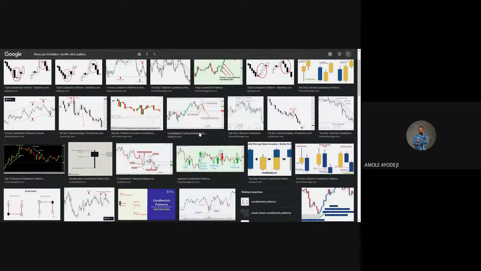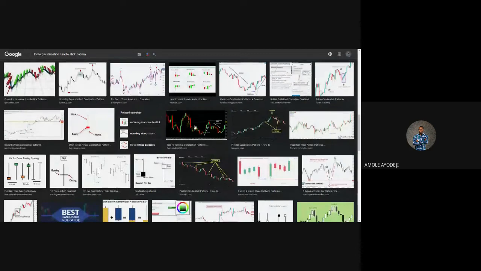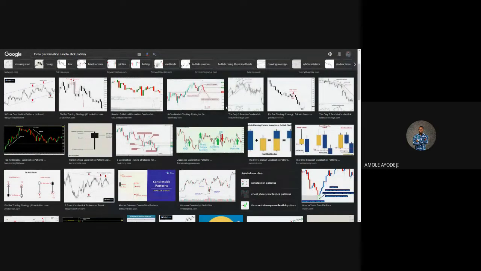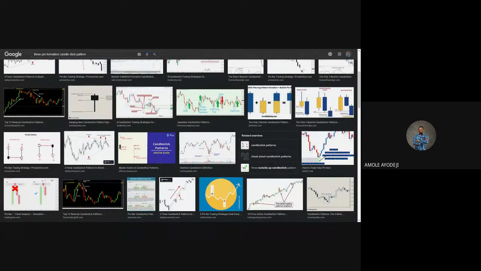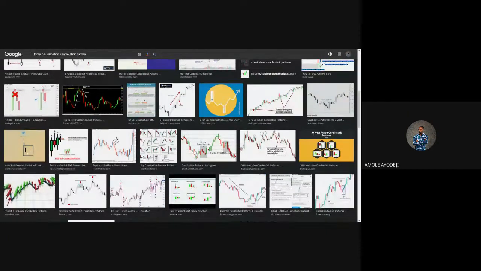Tri-pin formation. I'm trying to check. Please hold on, let me check. The tri-pin formation is also a candlestick formation, a candlestick pattern that you find at structural points.